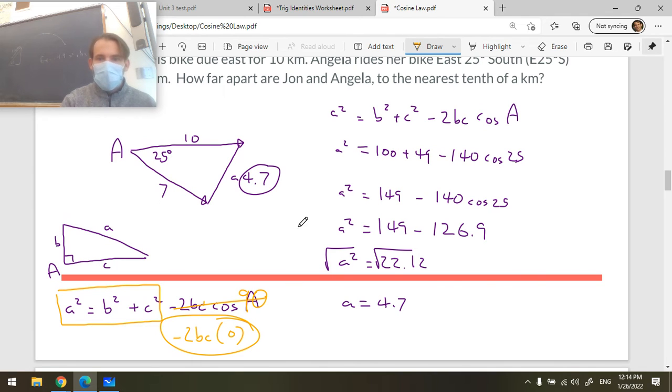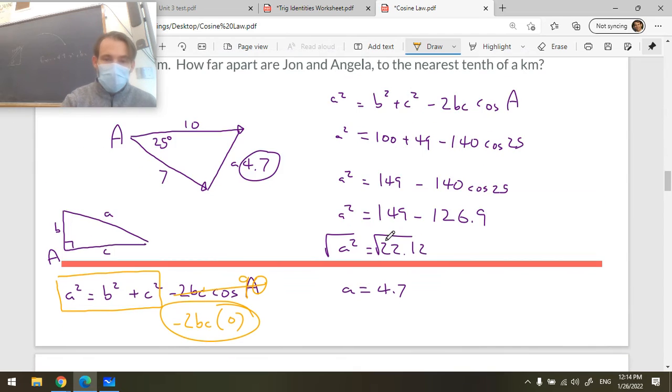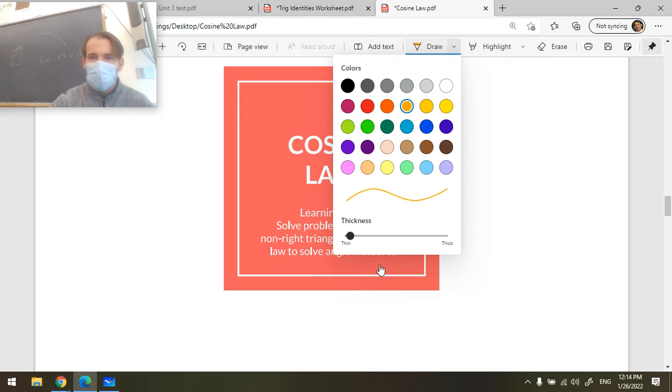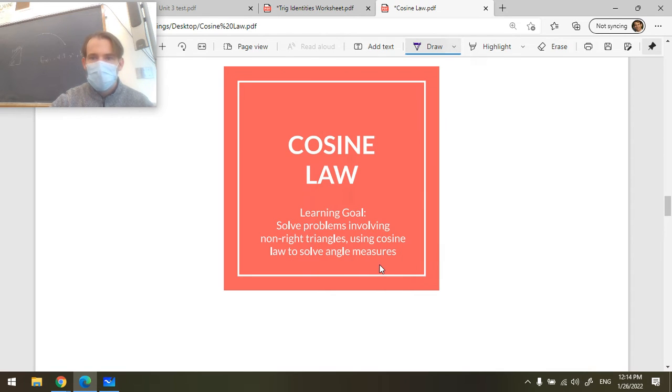Okay, so if you need a little more time to copy that down, I'll link this in the D2L. Let's keep going. So now we're going to learn how to solve problems with non-right angle triangles using cosine law to solve for angles. Okay, if we had a right angle, we would just use trigonometry to solve for that side, and it would be much simpler.